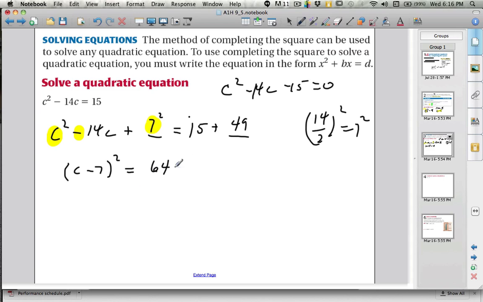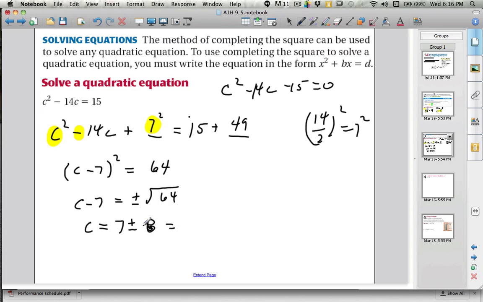The point of doing this is now I want to take the square root of either side, so I'll get c minus 7 is equal to plus and minus the square root of 64. I introduced the radical, so I have to also introduce plus and minus. And then I want to finish this out by adding 7 to either side. So I'll have 7 plus or minus the square root of 64, which is 8.